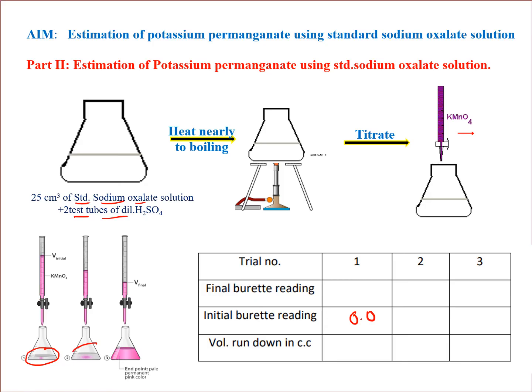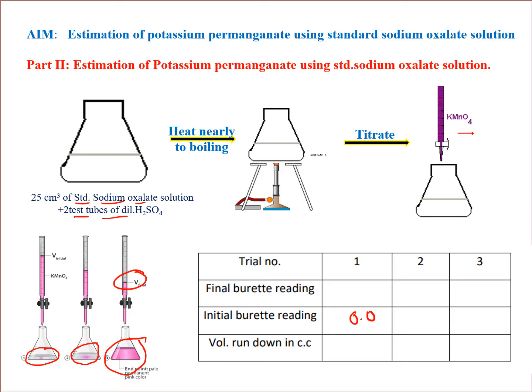Now, when you are heading to the nearly end point, the colour takes time to disappear. Completely when it is just at the end point, it remains as a permanent pale pink color. Then you stop the titration. Then you should note down the final volume of KMnO4.